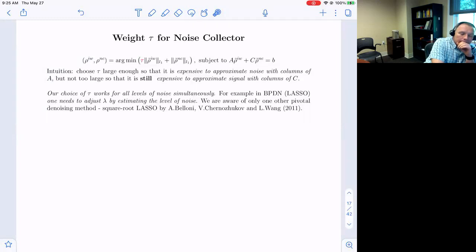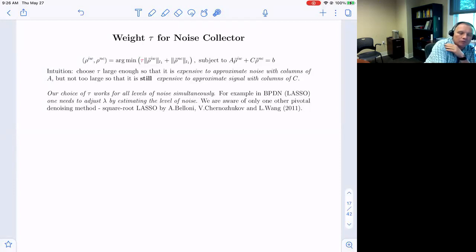Now, what you can do on top of that, you can completely remove noise from the image window by introducing weights. The idea is the same. Put a weight in front of, for example, the first reflectivities, in such a way that you want to make this weight large enough so it's expensive to approximate noise with the columns of A, but not so large that it's still expensive to approximate signal with the columns of A.